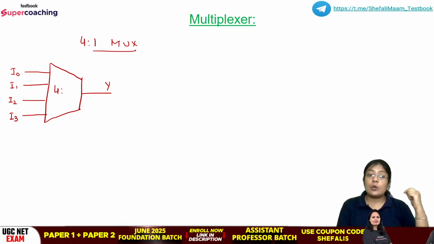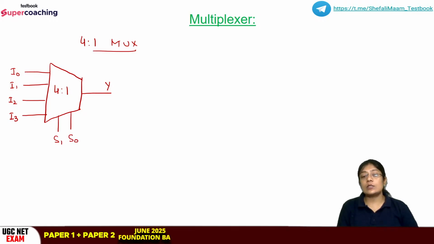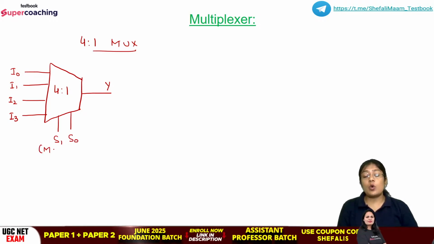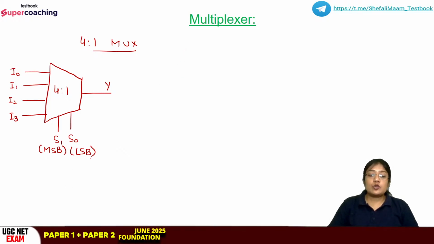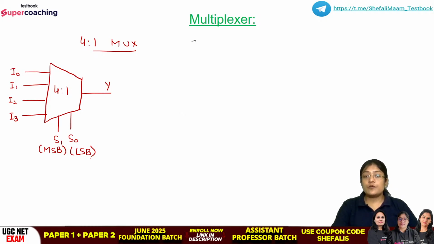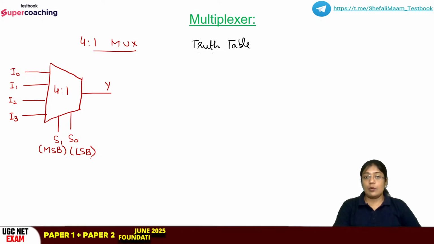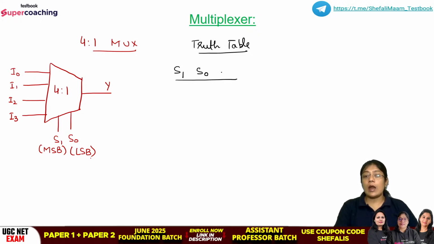This means that we will be having two select lines. This is S1 and this is S0. S1 is representing the most significant bit क्योंकि आपके पास दो bits आ रही हैं, and S0 is representing the least significant bit. If we construct the truth table, we know that with two inputs, four combinations are possible. We are getting here S1. S1 is the most significant bit and this is the least significant bit. Here we are getting the output.